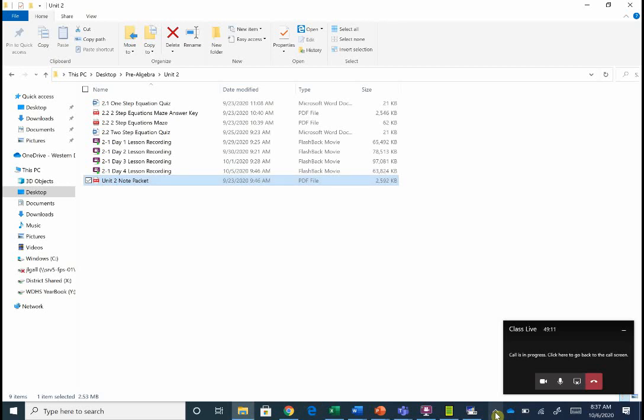Alright, so number 5 we were working on. We added 11 to both sides. So we get minus 11 plus 11, we get a 0. And we have 8m equals 0.